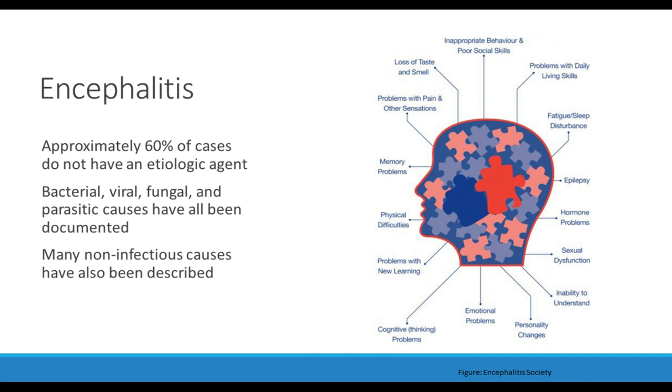Encephalitis, similar to meningitis, has a large number of cases that do not have an etiologic agent, and bacterial, viral, fungal, and parasitic causes have all been documented. There are also a number of non-infectious causes for encephalitis that have been described, and one of the main differences distinguishing between meningitis and encephalitis are some of the altered mental status abnormalities that you get with people who have encephalitis. Things like memory problems, loss of taste and smell, personality changes. Some or all of these may be evident in patients who have encephalitis.